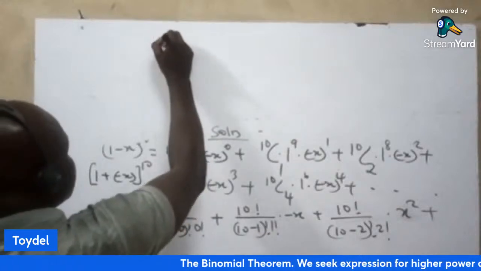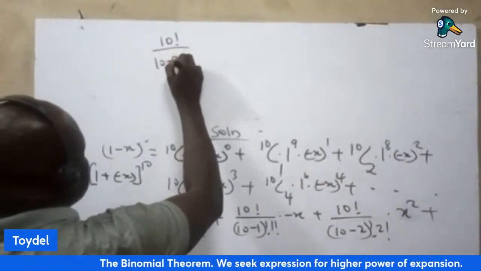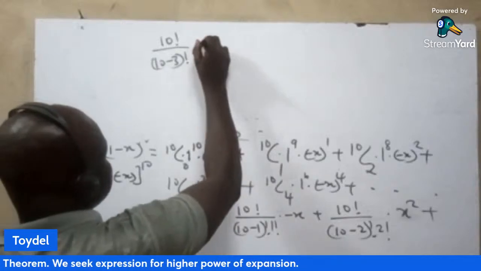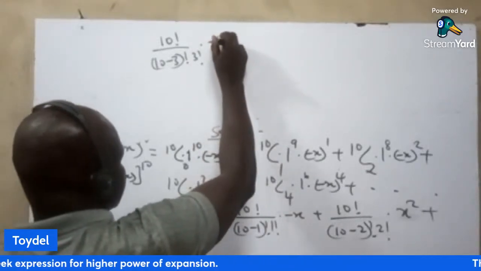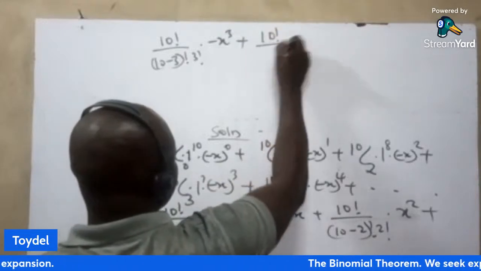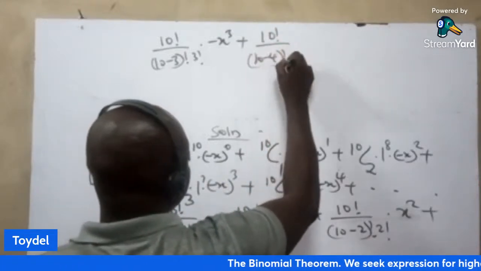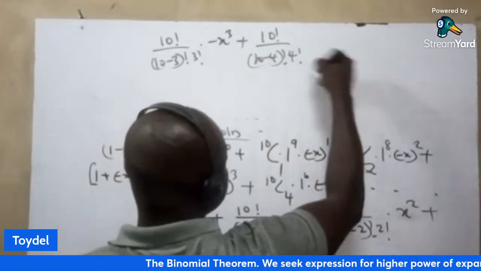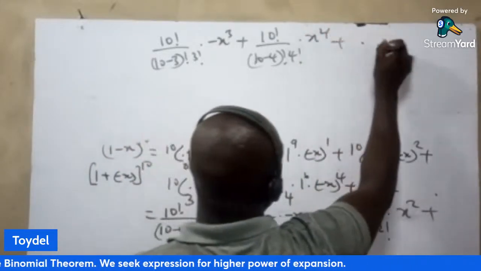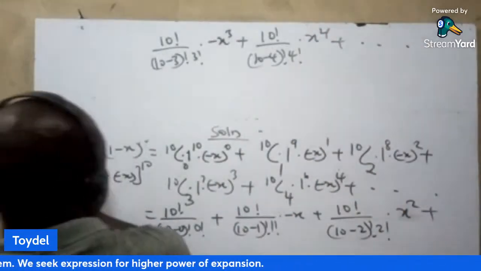Plus 10 factorial over (10 minus 3) factorial, 3 factorial, multiplied by minus x cubed, plus 10 factorial over (10 minus 4) factorial, 4 factorial, multiplied by x raised to power 4, plus dot dot dot. We have to truncate it after the first 5.